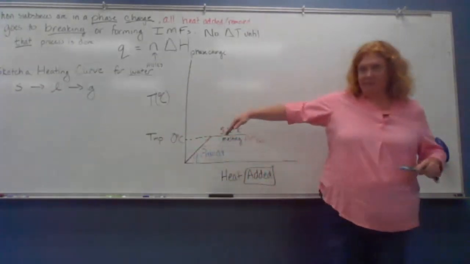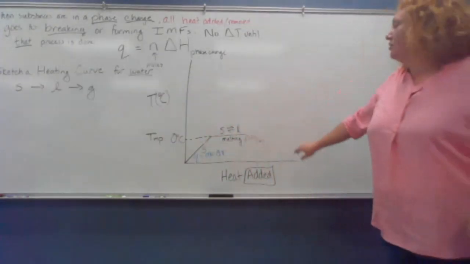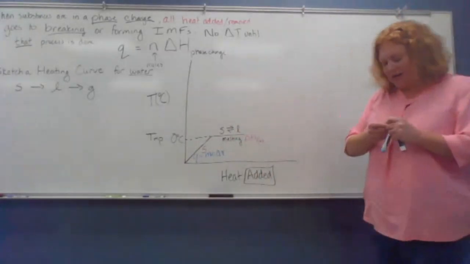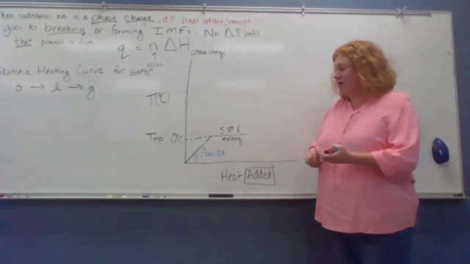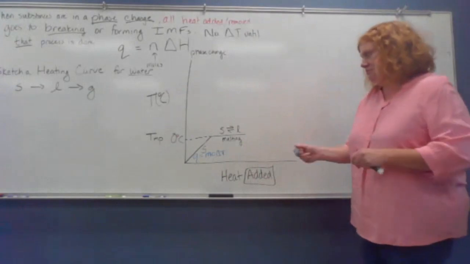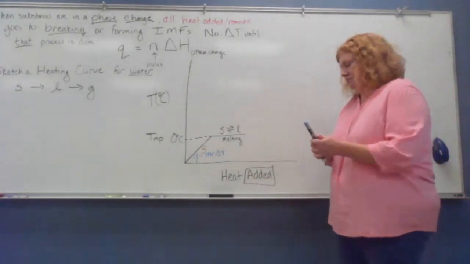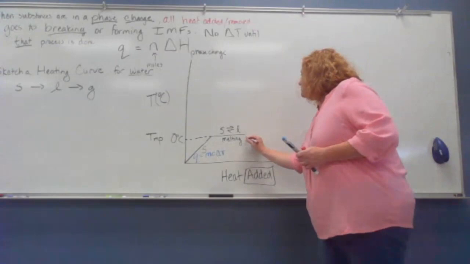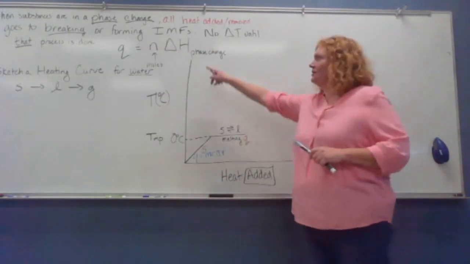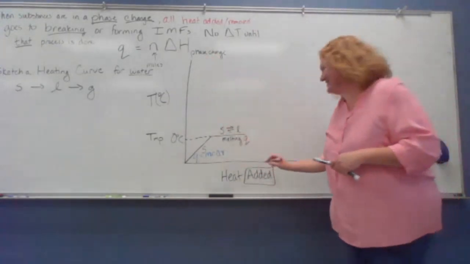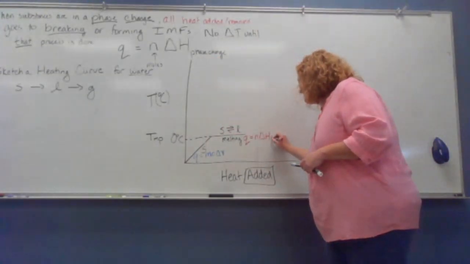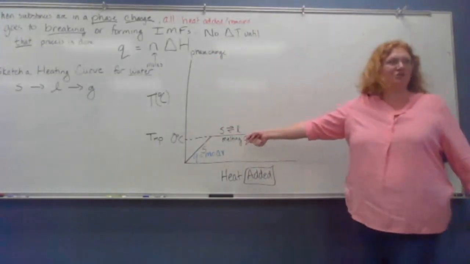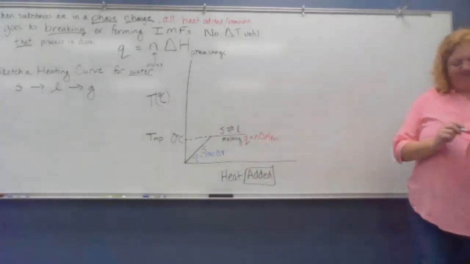Because you do have a delta T, don't you? Mm-hmm. If you're at a phase change, though, how do you calculate Q? You don't use mCΔT, you use nΔH. Right, that's what you would use there.